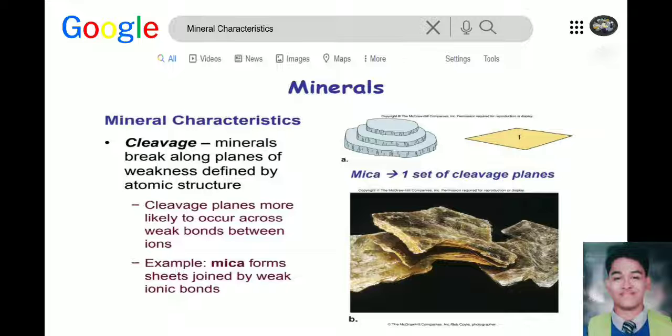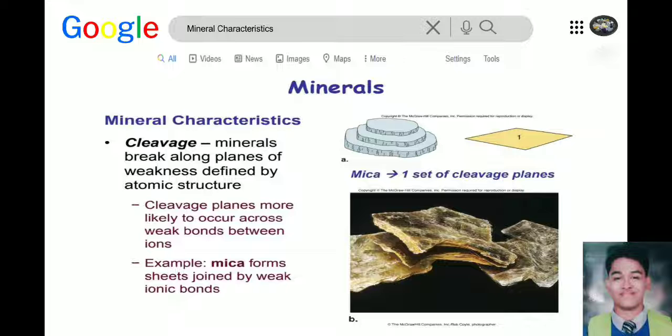As we all know, minerals are naturally occurring inorganic substances that have a definite chemical composition, and those substances can be classified as minerals if, number 1, it is a naturally formed substance, number 2, it is an inorganic substance, number 3, it is solid, number 4, it has a specific chemical composition, and number 5, it has a characteristic crystal structure.